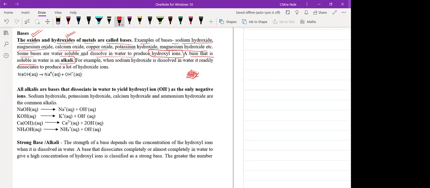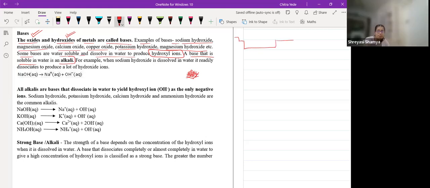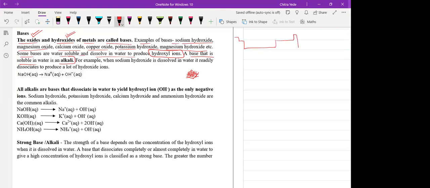In our modern periodic table, in the first group, we have the alkali metals. You know that, right? So why are they alkali? Because their hydroxide, when dissolved in water, produces OH negative ions. So they are water soluble. That's why they are called alkalis.